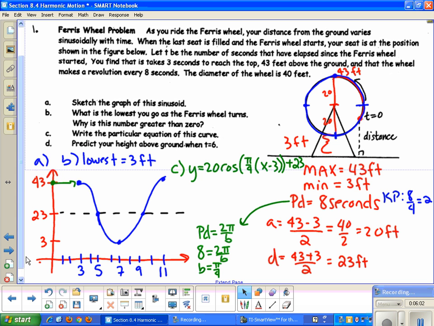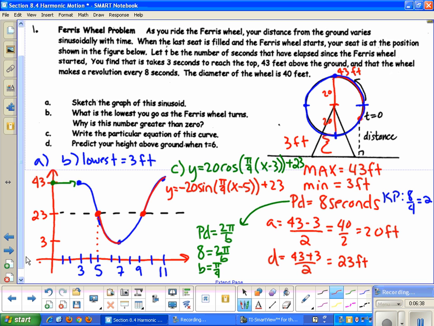If I wanted to figure out a sine equation, I would have to use this point right here, or I could use this point. If I use this point here, then I'm going down first, so you'd have to have a reflection. So if I did y equals negative 20 times the sine of pi over 4 times x minus 5, because that was my next key point right here, and then plus 23, that would be another equation that I could have. Or I could have done a positive sine graph going up first from here and had a phase shift of 9.